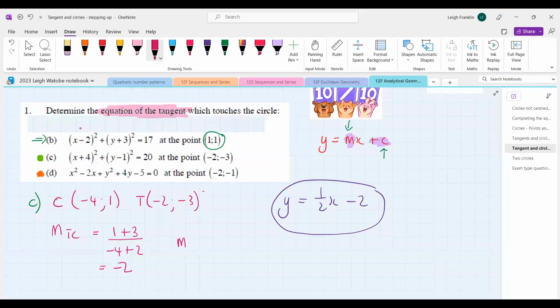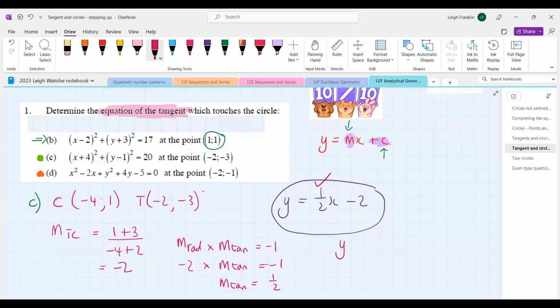Remember, the gradient of the radius times the gradient of the tangent is -1. So if the gradient of the radius is -2, then the gradient of the tangent has to be 1 over 2. You're dividing both sides by -2. Right, so that is correct.